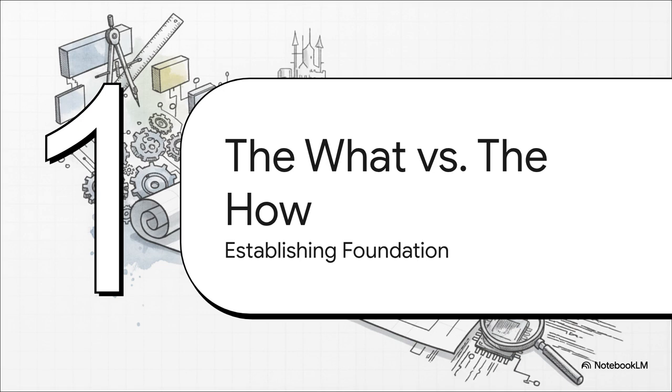Every single software project, and I mean every one, has to start with this fundamental split. You have got to clearly define what the system is supposed to do before you can even start thinking about how it's going to do it. Getting this wrong, well, that's pretty much the number one reason projects go off the rails.